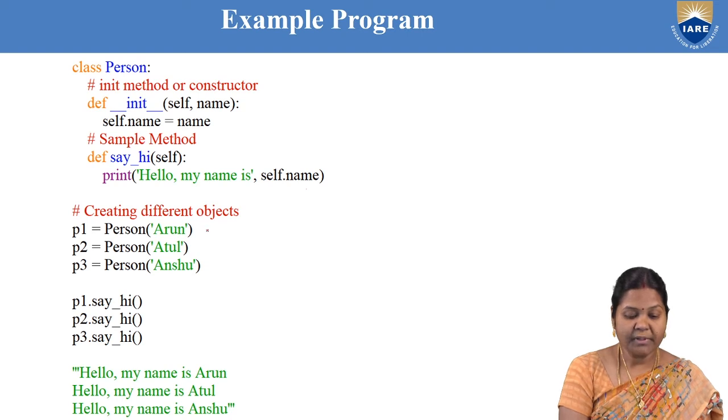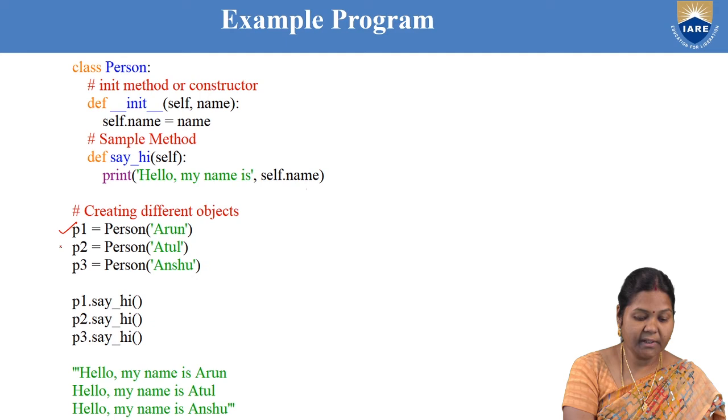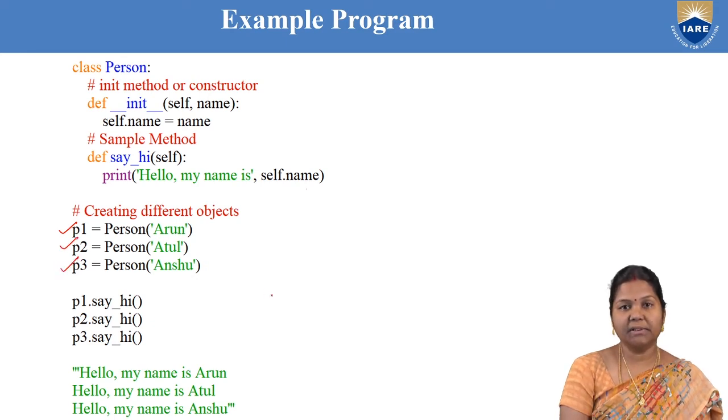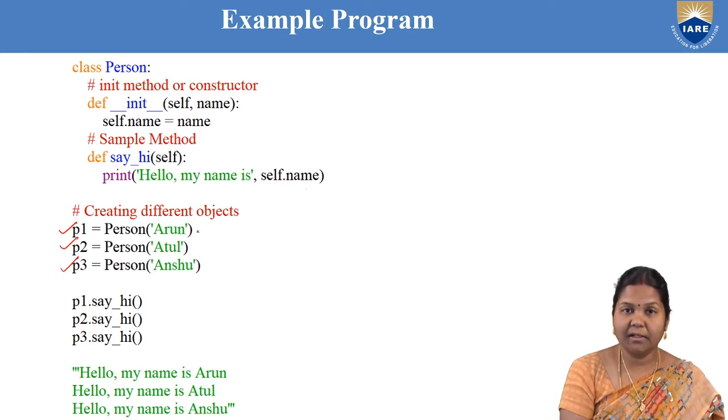Now let us see how. For the Person class, we have created 3 different objects. P1, P2 and P3 are the 3 different objects. For these objects, we are passing 3 different names. For P1, we are passing Arun. For P2, we are passing Atul. For P3, we are passing Ansu.